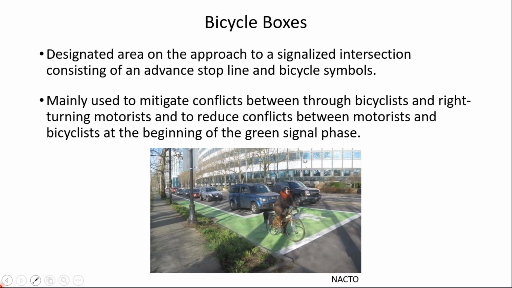I mentioned bike boxes. These are designated areas on the approach to a signalized intersection consisting of an advance stop line and the bicycle symbols, as you see in the photograph below. They're mainly used to mitigate conflicts between through bicyclists and right turning motorists, and to reduce conflicts between motorists and bicyclists at the beginning of the green signal phase. Kind of gives the bikes, they're out front, they're more visible, and they can get a head start.